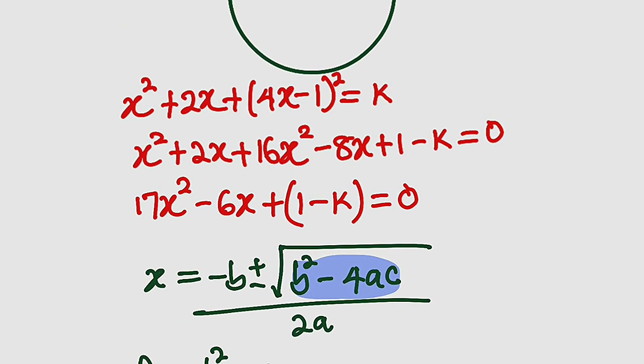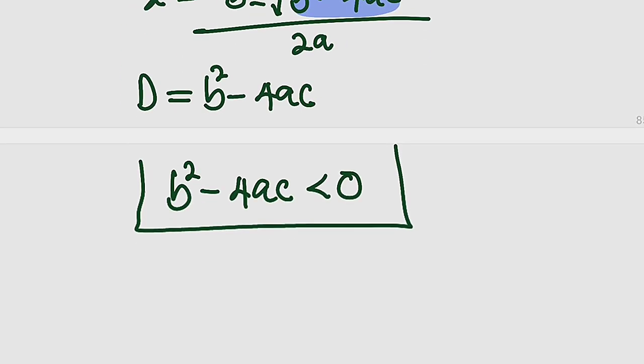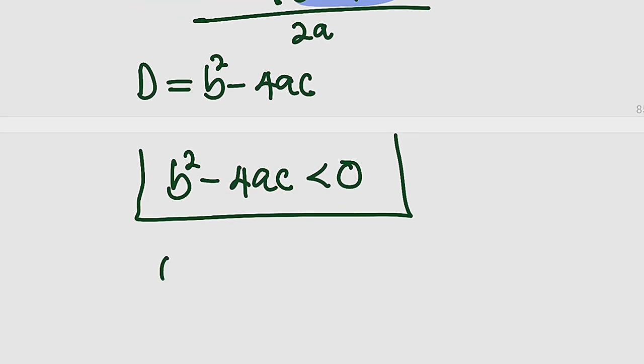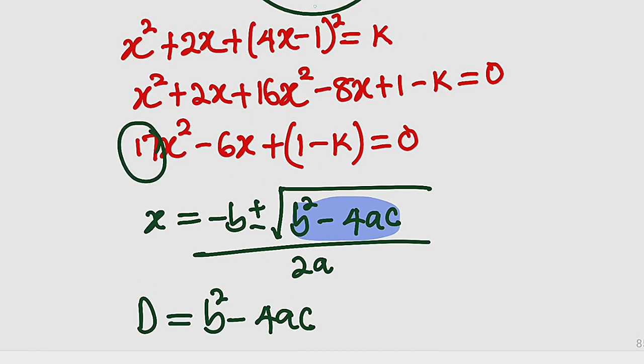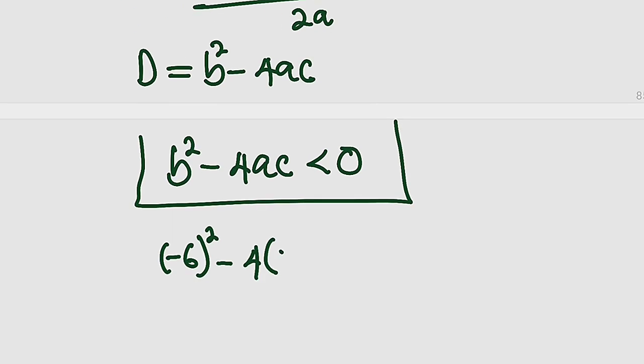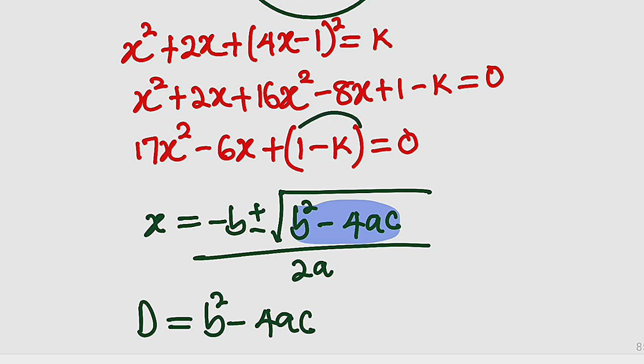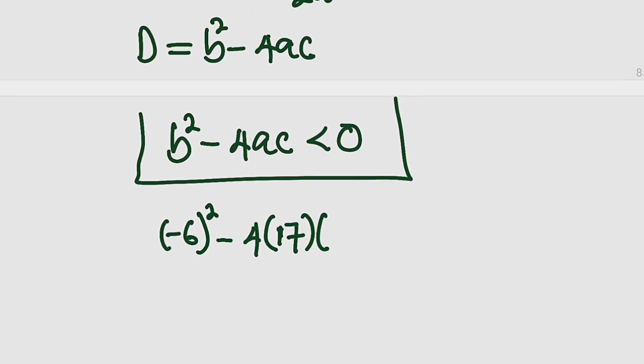So what is b here? b is always the coefficient of x. So we have negative 6 squared minus 4 multiplied by a. And what is a? a is just the leading coefficient, which we have as 17 here. So we have 17 multiplied by c, and c is the constant which we have here as 1 minus k. So we have 1 minus k. And remember that this is less than 0.